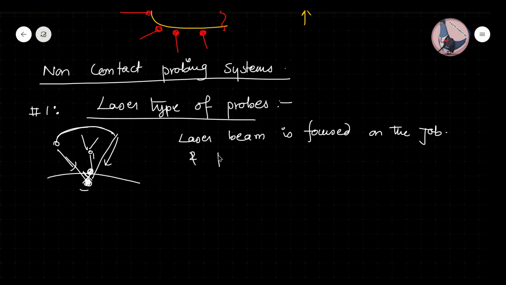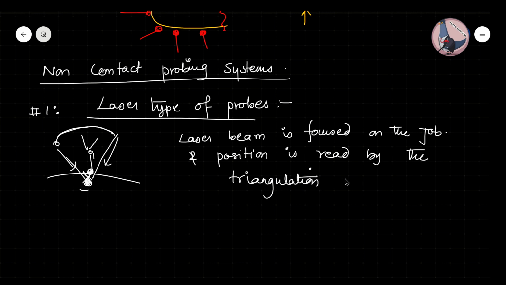The position is read by triangulation through a lens in the probe receptors.